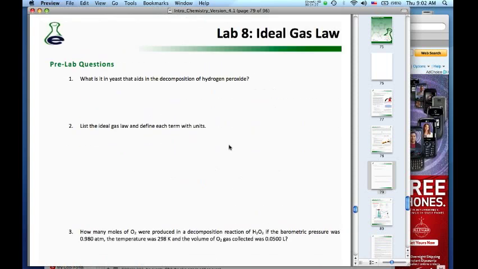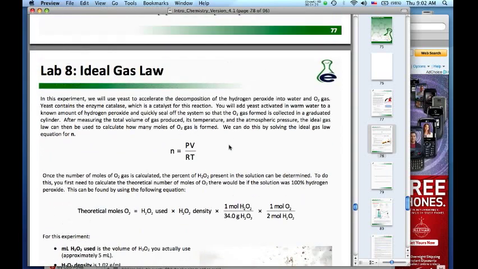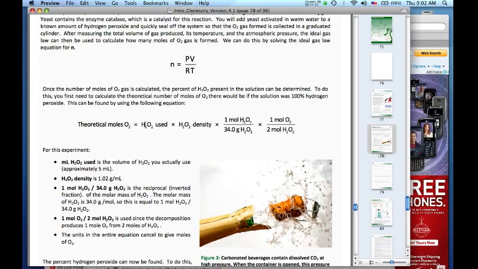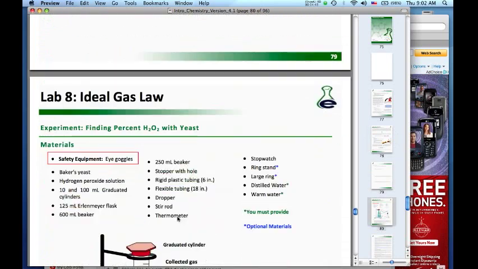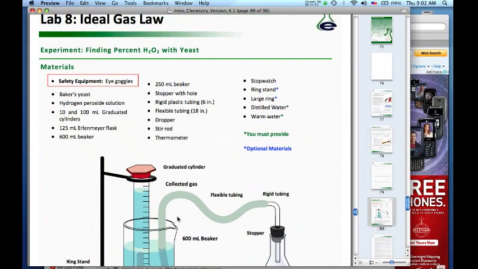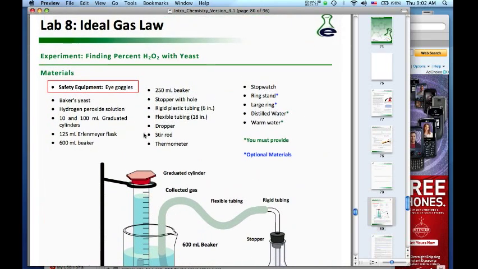So let's go back up here. It's going to be 10 milliliters times 1.02 times this. That will tell you the theoretical. But remember, this is for 100% hydrogen peroxide. We're using 3%. And so we're going to do the ideal gas law.